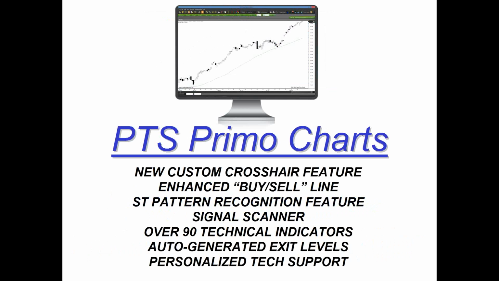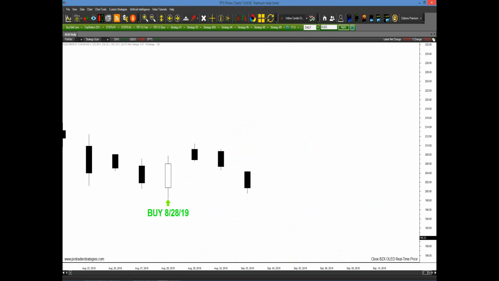Over 90 of the most prominent technical indicators, but here's a great new addition we have on the platform. These are the auto-generated exit levels, okay? Our strategies, as well as some of our tools and features, generate up and down arrows. Wherever there is one generated, as we see right here in the OLED, that's a signal that is telling you that it's a high probability area to buy. Now, this was generated with one of our strategies, I believe, a couple of weeks ago. It was strategy 5, I believe, okay?